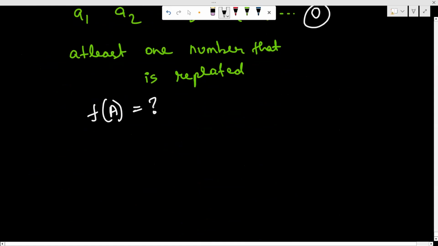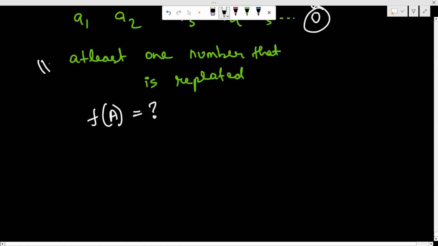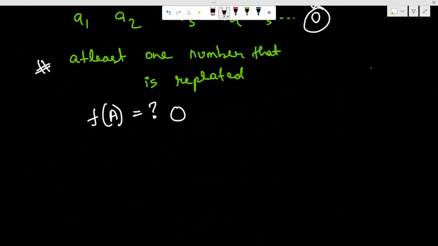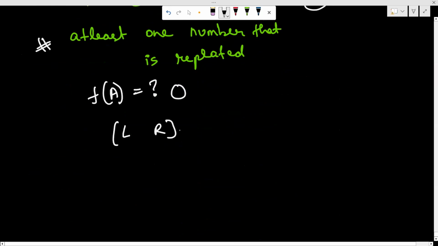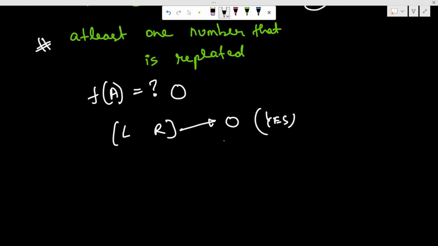So do you all agree that if at least one of the numbers is repeated, then the value of f of a will always be 0? If yes, then can I say that if any number is repeated, then the range L to R should include 0 for the answer to be yes? And if it does not include 0, then my answer will simply be no.